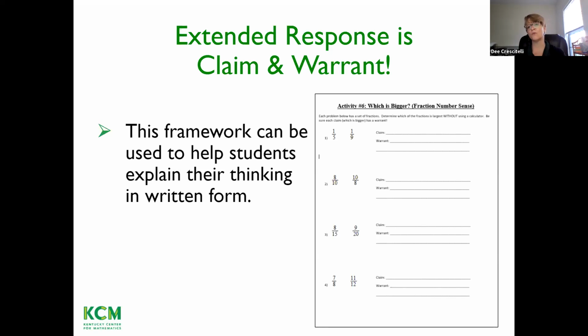But it also helps them write that with words, because we need them to think it, be able to say it, but also be able to write it. Questions about that? No. Okay.